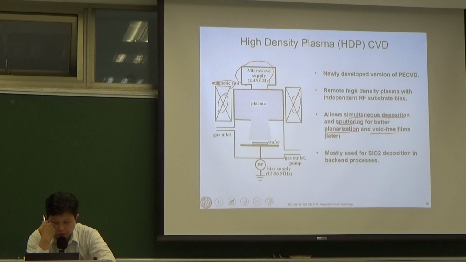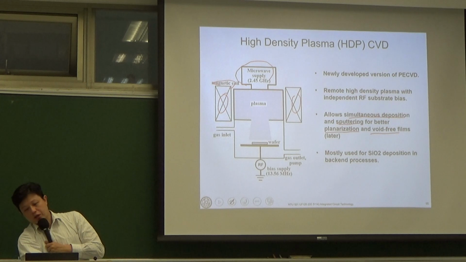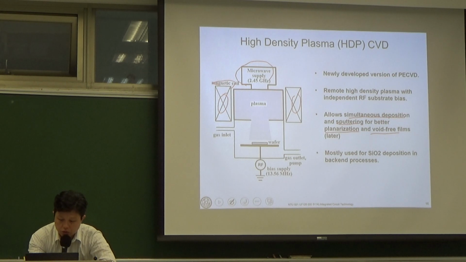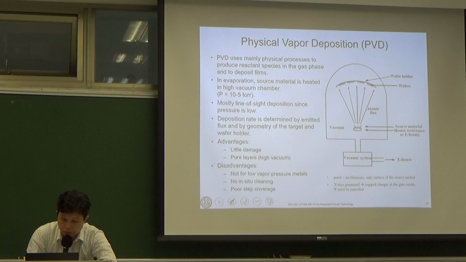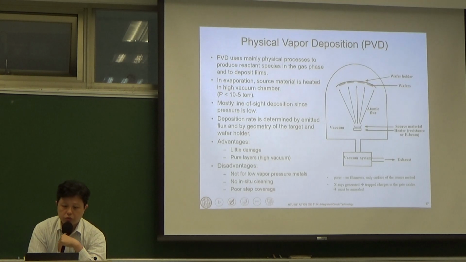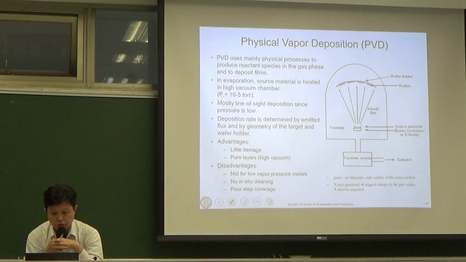Okay, so we have this high-density plasma because in the back-end process, sometimes we have to fill some holes, vias. So we try to planarize this with high-density plasma. Okay. Now we move to physical vapor deposition, PVD.